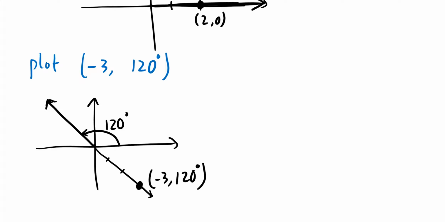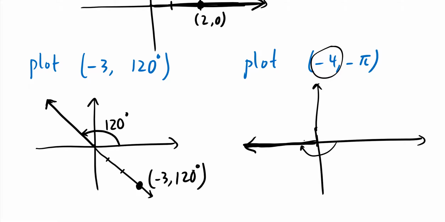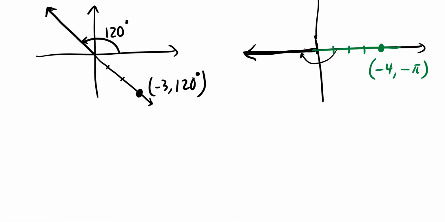The next one, let's say we're asked to plot negative 4 comma negative pi. So negative pi, this is negative pi, or you go this direction, you can land at the same axis. This is my positive ray. But they want negative 4, so you're going to go in the opposite direction, this way. 1, 2, 3, 4. So that would be the point. That's how we plot points in polar coordinates.